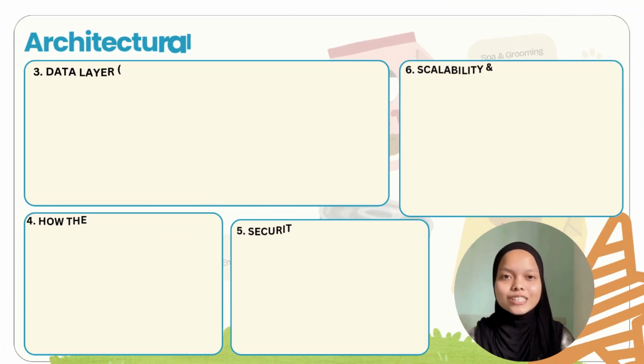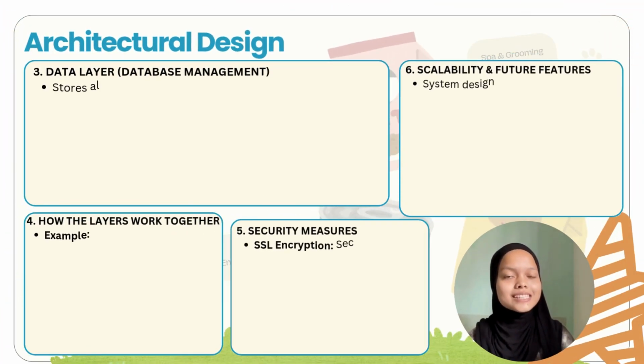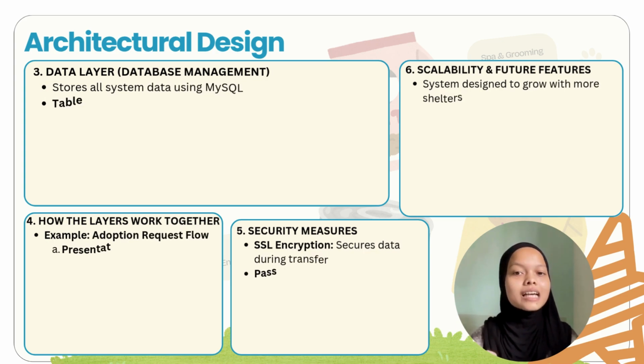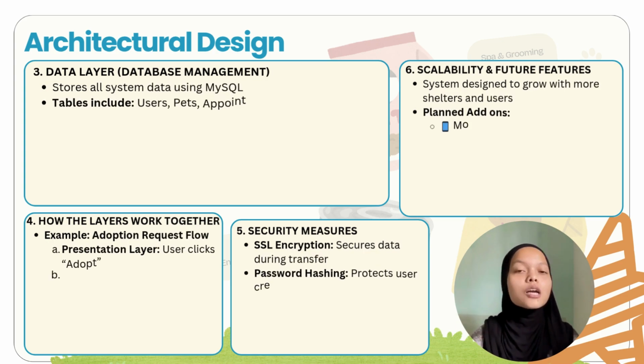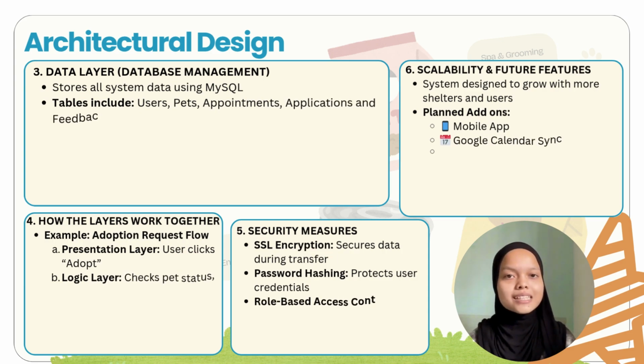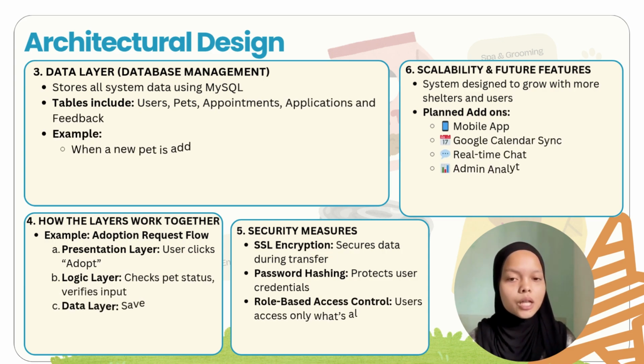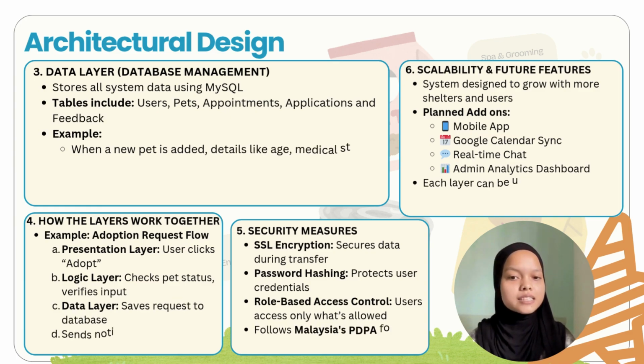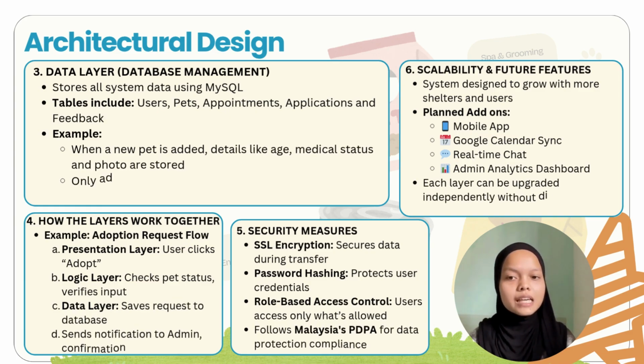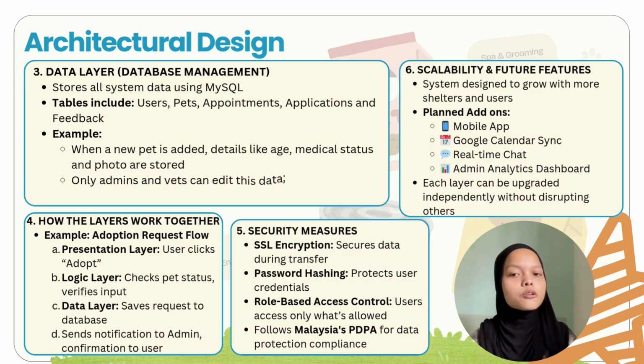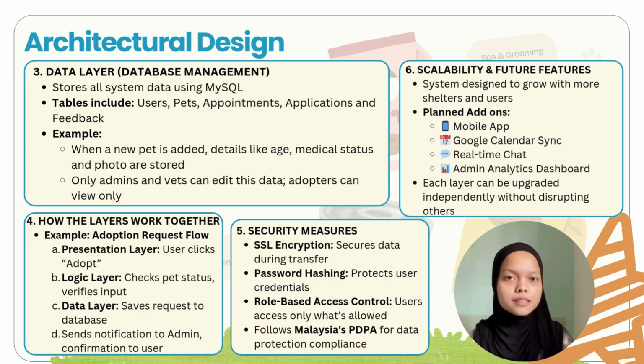Finally, the data layer is where all information is stored. This includes user data, pet profiles, appointment records, and feedback. We use MySQL to manage this data. For example, when a new pet is registered by the shelter, its info is saved in the pets table, which includes age, health history, vaccination status, and photo. Only admins and vets can update this data, while the adopters can view it.